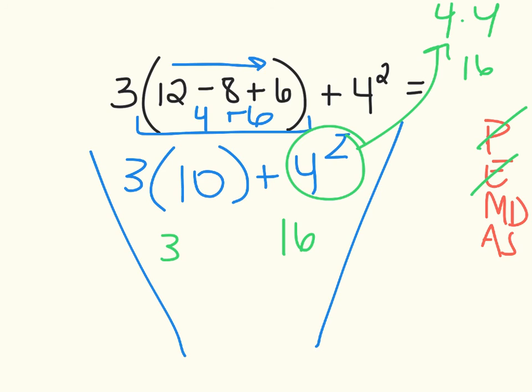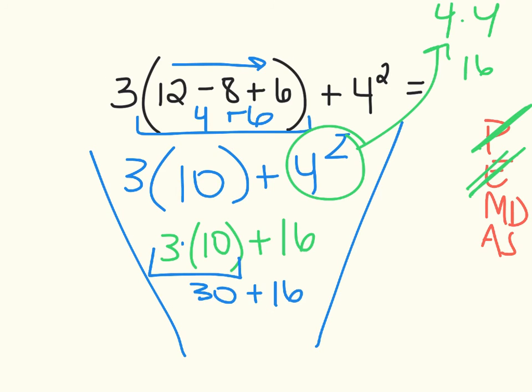So I now have 3 parenthesis 10 plus 16. No more exponents, no more parentheses, so now I'm on to multiplication and division. This is a multiplication problem. It means multiplication. 3 times 10. 3 times 10 is 30 plus 16. No more multiplication or division. Final step, addition, subtraction. 30 plus 16 would be 46.